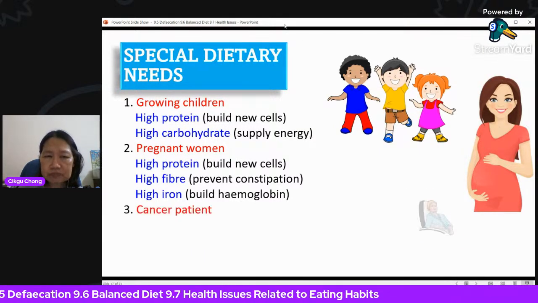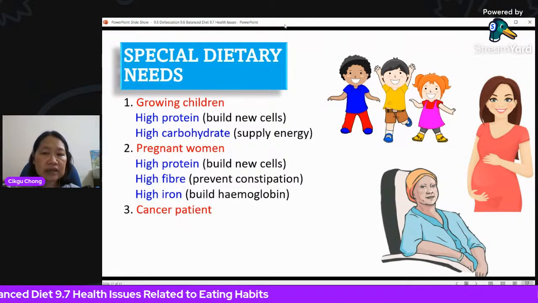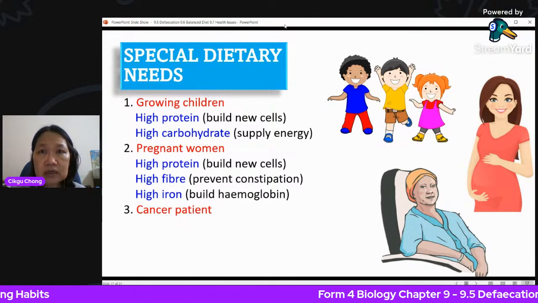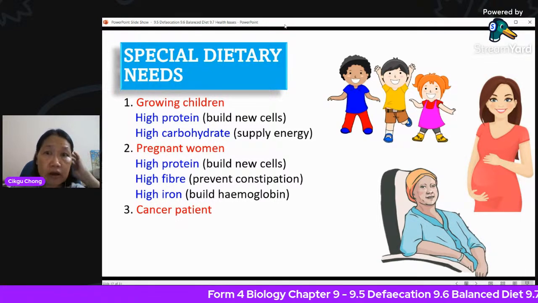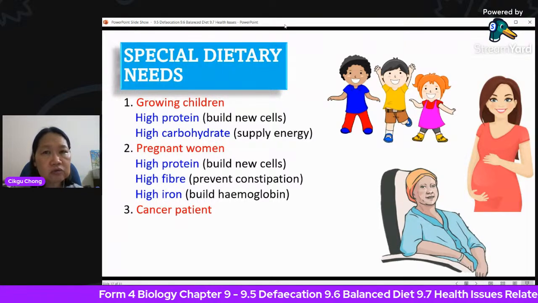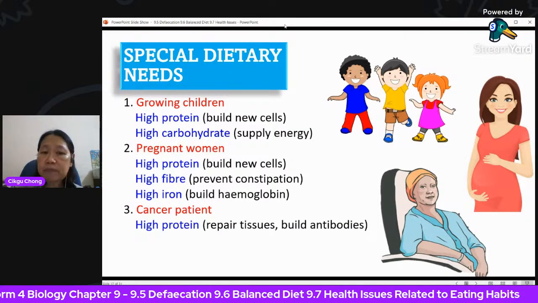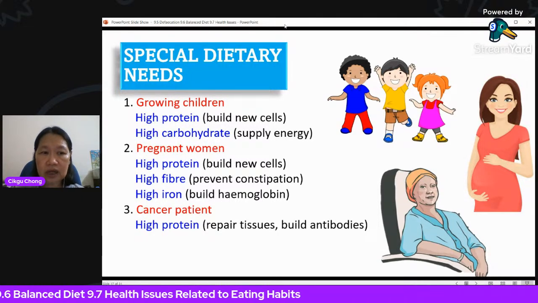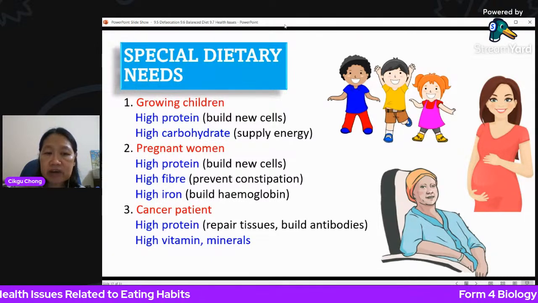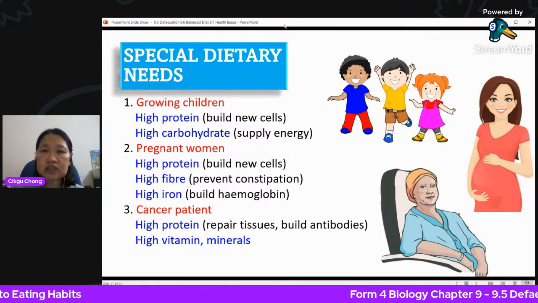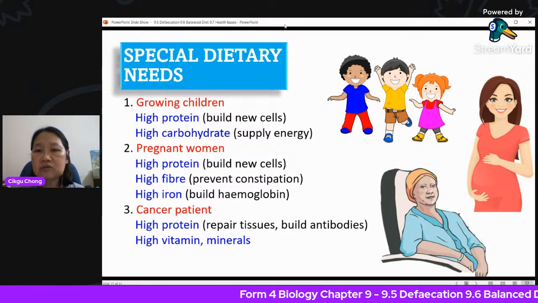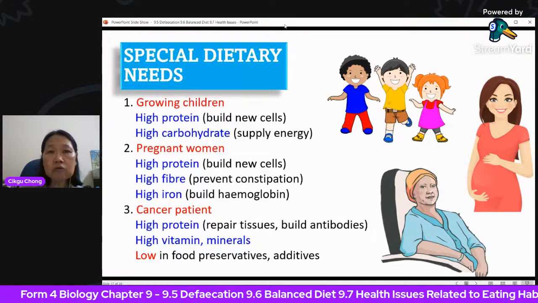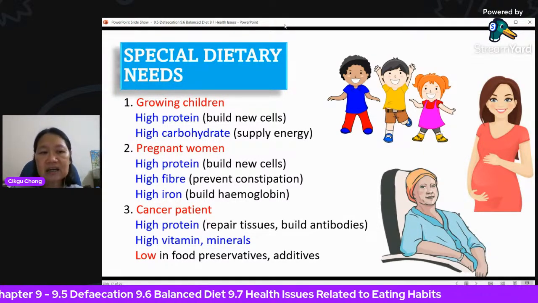Then what about cancer patients? I mentioned just now. Someone who is fighting cancer, someone who is undergoing chemotherapy or radiotherapy, a lot of cells will die off. So you need to make new cells. High protein to repair tissues, build antibodies to increase your immune system. And also high vitamins and minerals. This is for healthy functioning of the processes in your body, to ensure that your body is healthy. Alright, clear. And also low, everything is high except low.